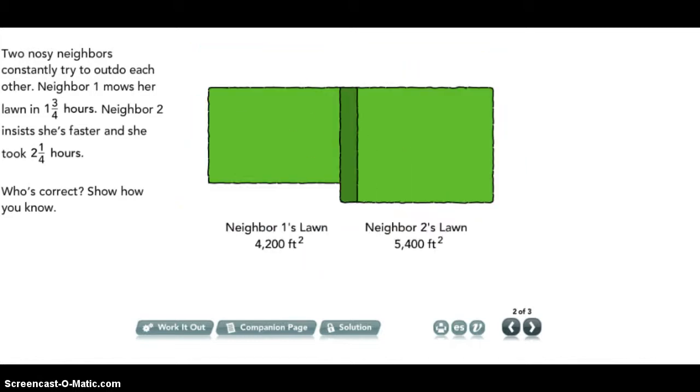Two nosy neighbors constantly try to outdo each other. Neighbor 1 mows her lawn in 1 3/4 hours. Neighbor 2 insists she's faster and she took 2 1/4 hours. Who's correct? Show how you know. So I want you to pause the video and see if you can figure it out on your own before you press play. If you get stuck, press play.